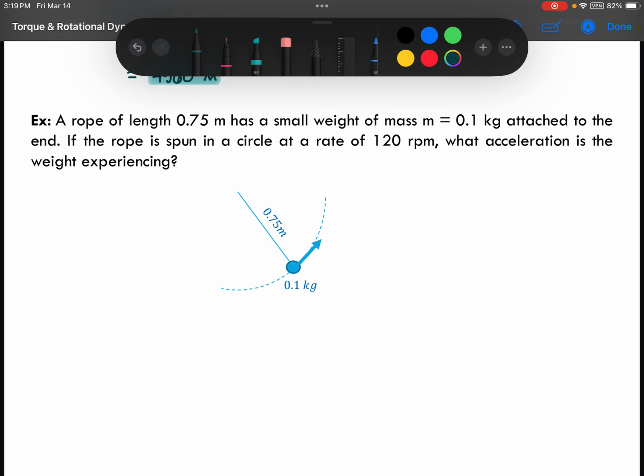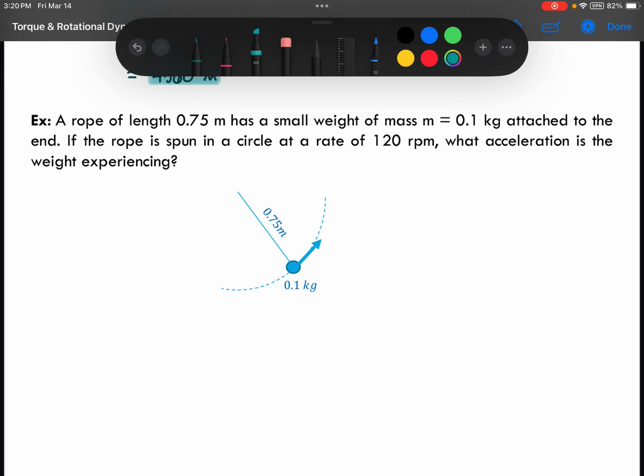All right, dealing with rotation and circles, we know we have a few types of acceleration we should consider. There's centripetal acceleration, so what's actually keeping the weight on the circle. And then we have our angular and tangential acceleration as well. So is it speeding up or slowing down as it rotates around the circle?